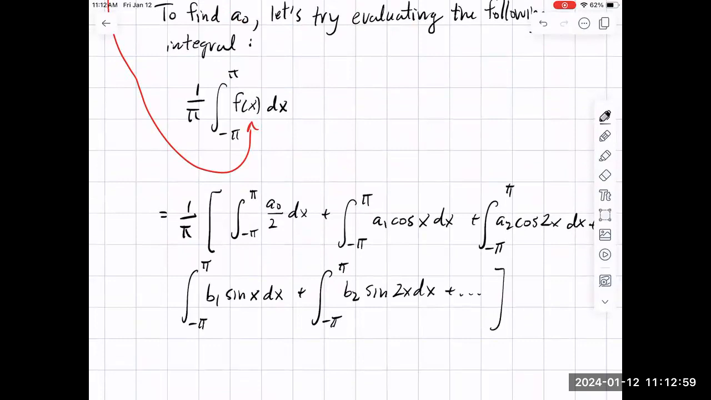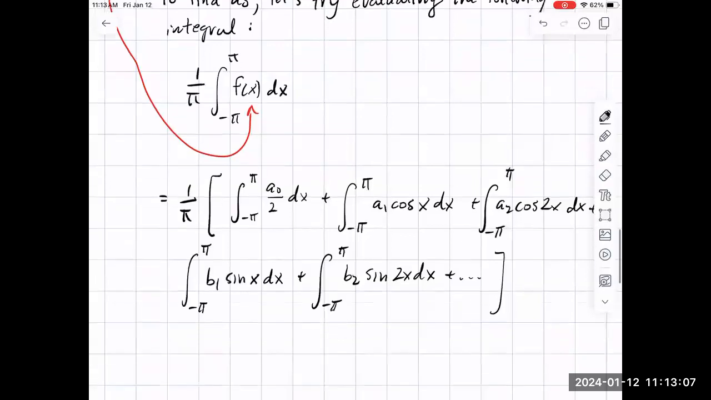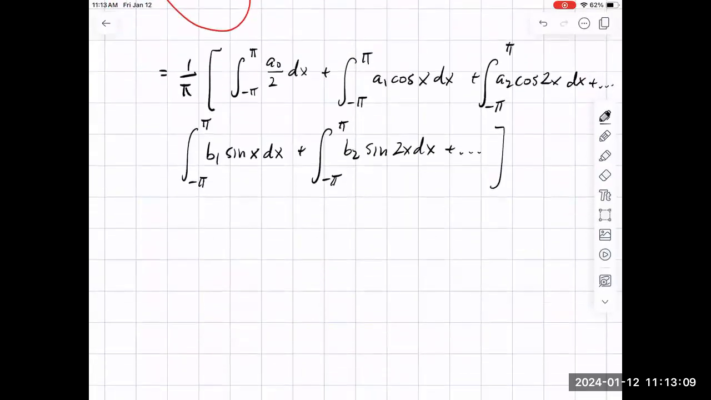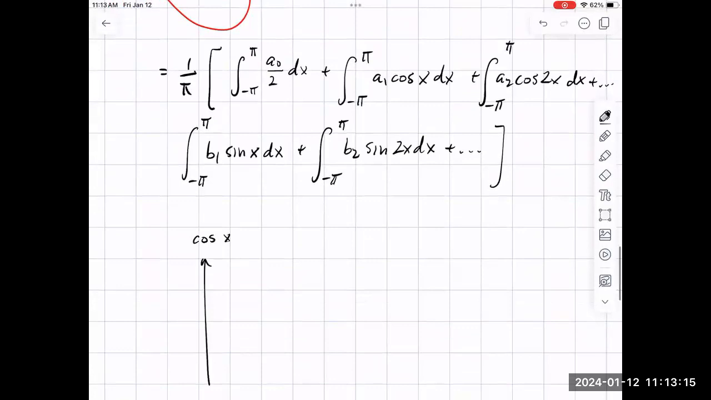Now I don't actually want to do all these integrals. They're not hard. We could just do them all, but I think we can be a little more clever instead of actually evaluating the integrals. Let's plot cos x on the interval from minus pi to plus pi.